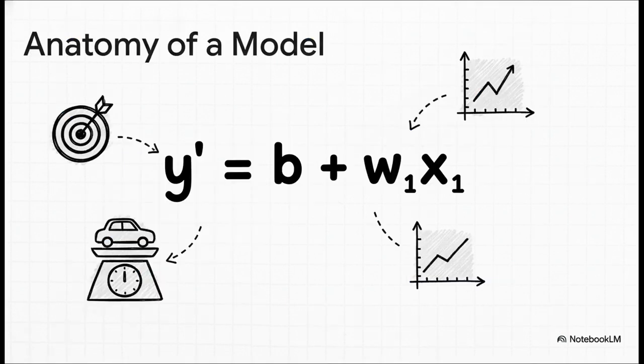So let's break that down. Y prime is just our prediction, our best guess for the MPG. X1 is our input, the car's weight. The two things the model needs to learn are W1, the weight, which is really just the slope of our line, and B, the y-intercept. Now, in this equation, B is called the bias term, but hold on. Try not to confuse this with the big concept of bias error we're going to talk about in a minute. They're different. W1 and B are the model's parameters, and learning is just the process of finding the absolute best values for them.